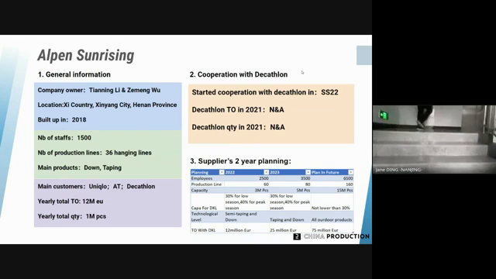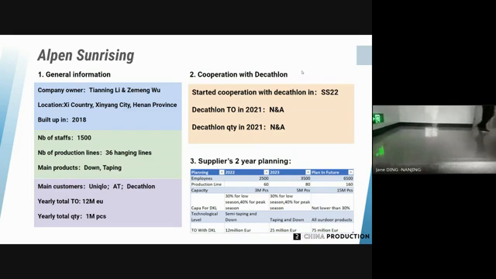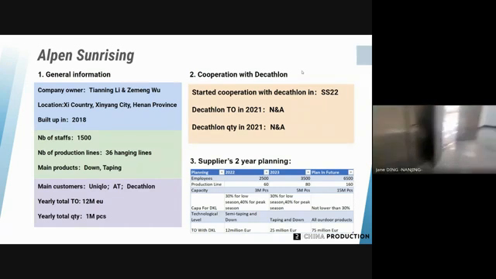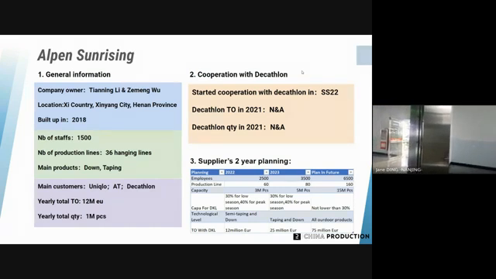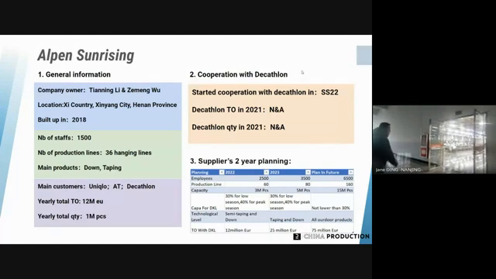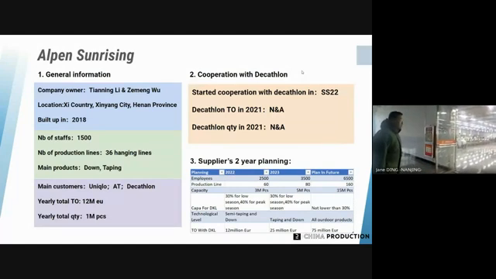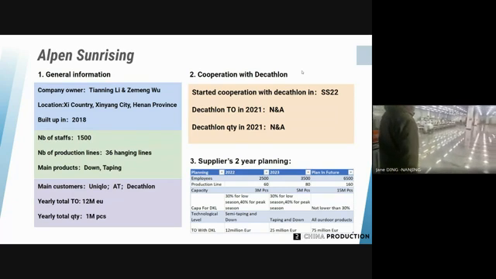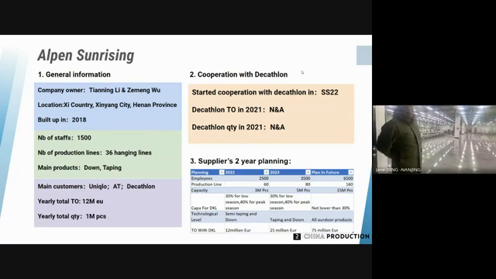This year is the first year they started the production, and they have already produced around 1 million pieces of products. The turnover of this year is around 12 million euros. And they started to produce Decathlon products since SS22.